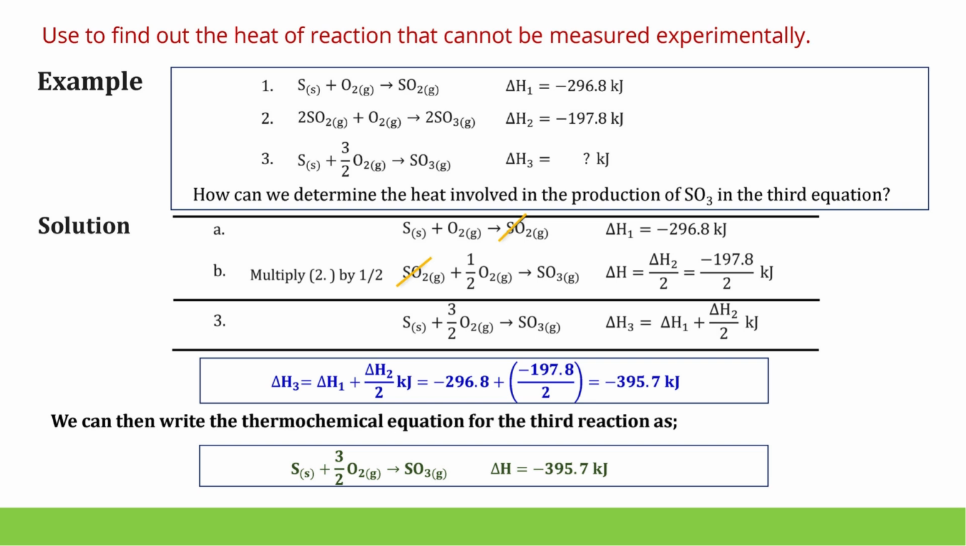Maybe this is hard to measure directly. But maybe we do know the ΔH for burning sulfur to SO2 and for burning SO2 to SO3. We can combine those known equations. Yes, but you often need to manipulate the known equations first, and there are rules for that.